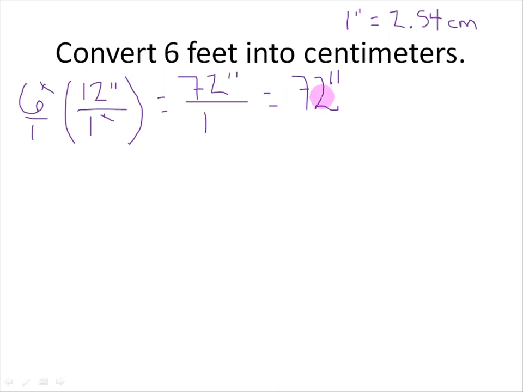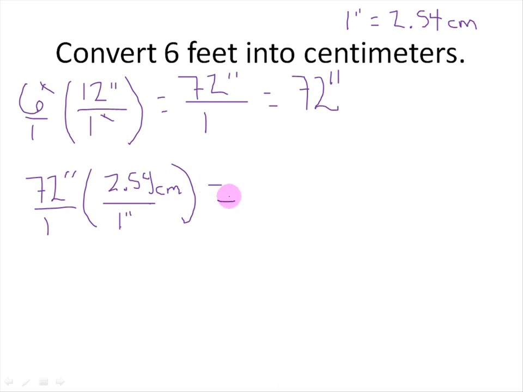Now we need to convert 72 inches into centimeters. So we have 72 inches. I can just call that a fraction there. And we can multiply that times 1. And we want inches on the bottom here so that we can cancel them. And that's 2.54 centimeters. And we can multiply that. Now, 72 times 2.54 is 182.88.